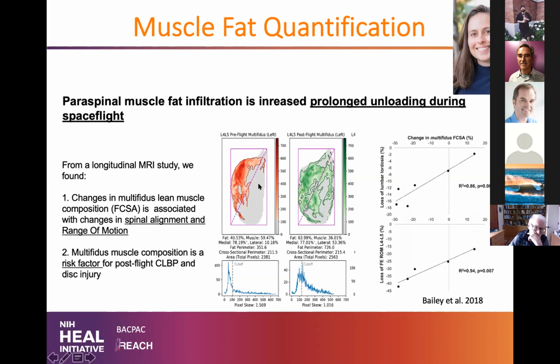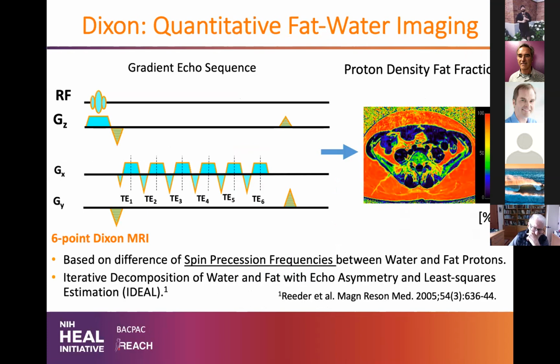So in this study, Jeannie used the thresholding technique, and that's very easy to do, and clinical images are widely available. But can we do a better job in being more quantitative with the fat assessment?